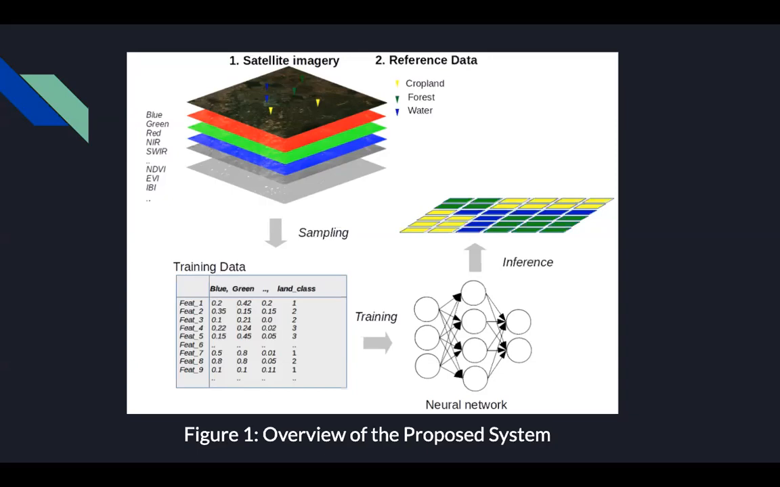After sampling training data, we train our data in our neural network in TensorFlow. Then we export that model to Google Cloud Storage, and then we create inference from Google Earth Engine. I will explain the detailed steps in the next slide.